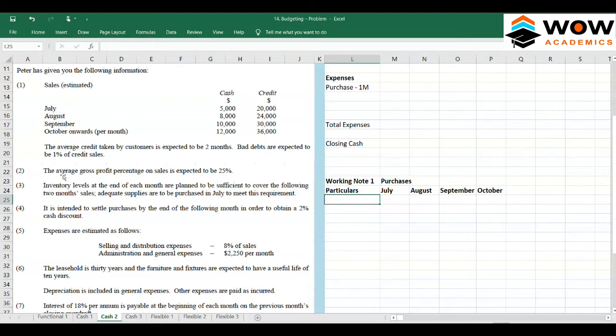So we'll start here. What they tell is that inventory levels at the end of each month are planned to be sufficient to cover the following 2 months sales. So the inventory level should be on the basis of the sales here. So we need to have the total sales number.